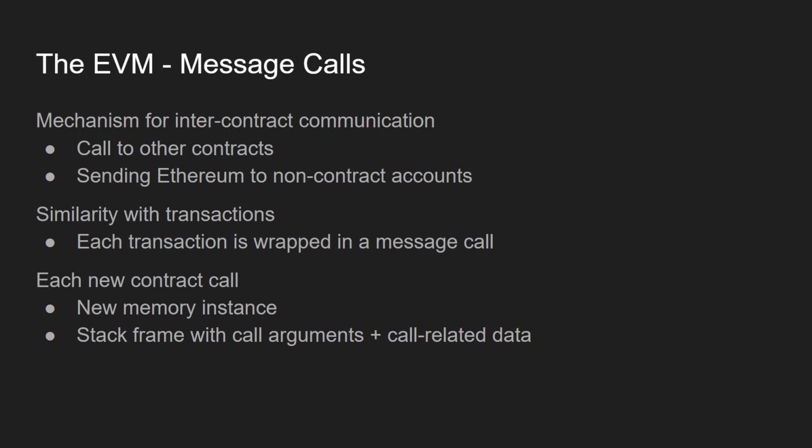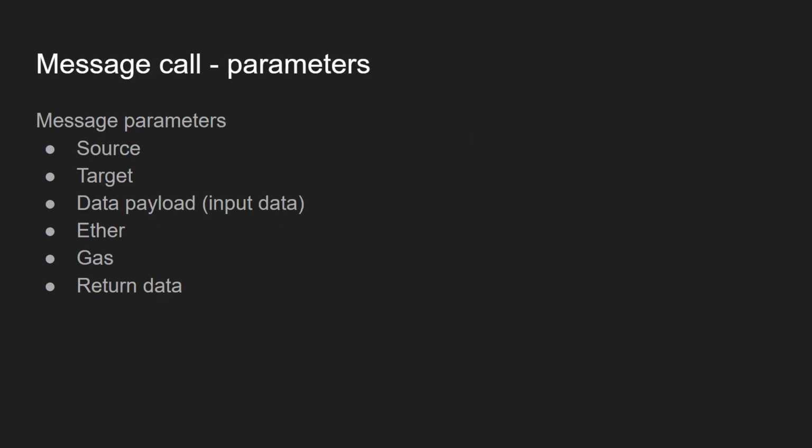Each new contract call entails a new memory instance, so it will get a new memory space, and this memory space is actually a stack frame with call arguments and also some call-related data. The common message parameters are message source, message target, data payload as input data, ether, gas, and of course return data that gets returned to the caller.